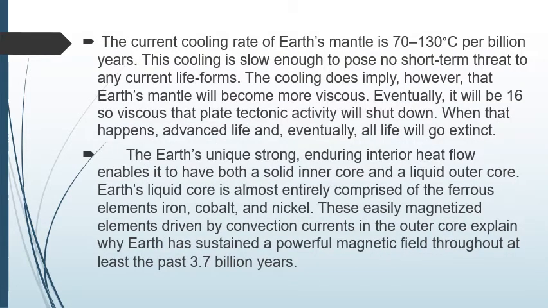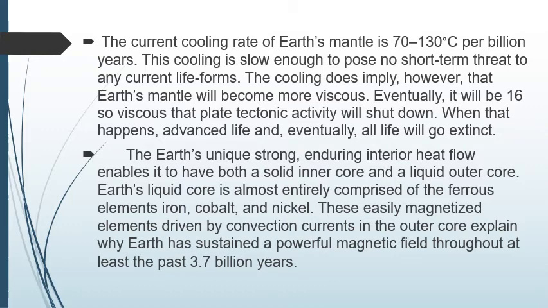The current cooling rate of Earth's mantle is 70 to 130 degrees Celsius per billion years. This cooling is slow enough to pose no short-term threat to any current life forms. The cooling does imply, however, that Earth's mantle will become more viscous. Eventually, it will be so viscous that plate tectonic activity will shut down. When that happens, advanced life and eventually all life will go extinct.